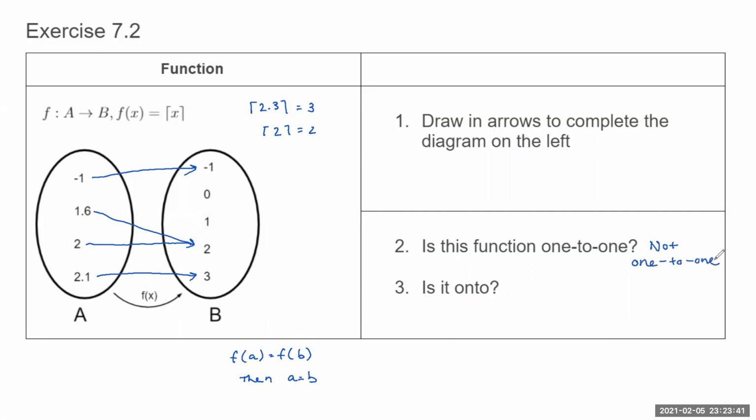Next, we look at, is it onto? So onto functions means every element in the codomain is mapped to by some element in the domain. But we see that 0 and 1 are not mapped to. So we know that this here is not onto either. So now let's see how we can turn this into a one-to-one or an onto function.